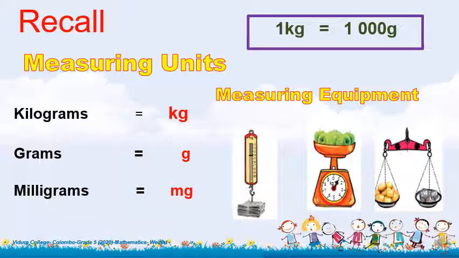Before we start today's lesson, let's recall what we learned in our second term in part 1. We learned the measuring units: kilograms, grams and milligrams. Among the given units, kilograms are the higher ones, the bigger values, and milligrams are the smaller ones. And we learned the measuring equipment: spring balance, kitchen scale, common balance, and also the very important relationship between kilograms and grams, which means 1 kilogram equals 1000 grams.